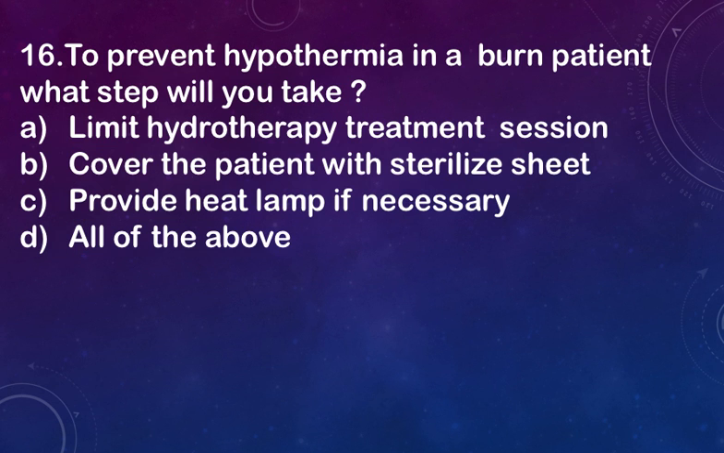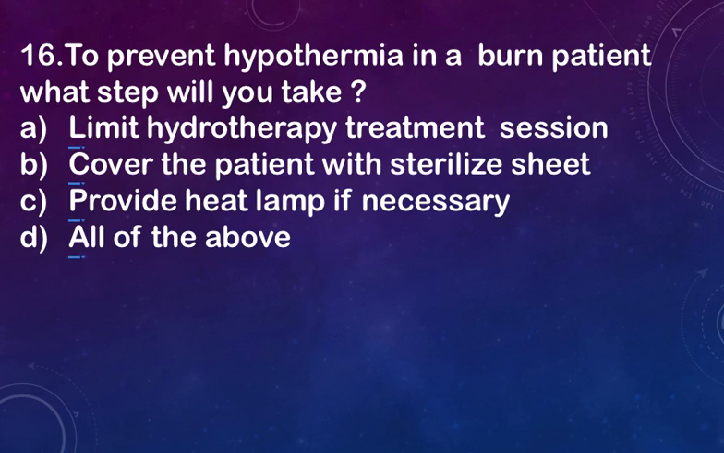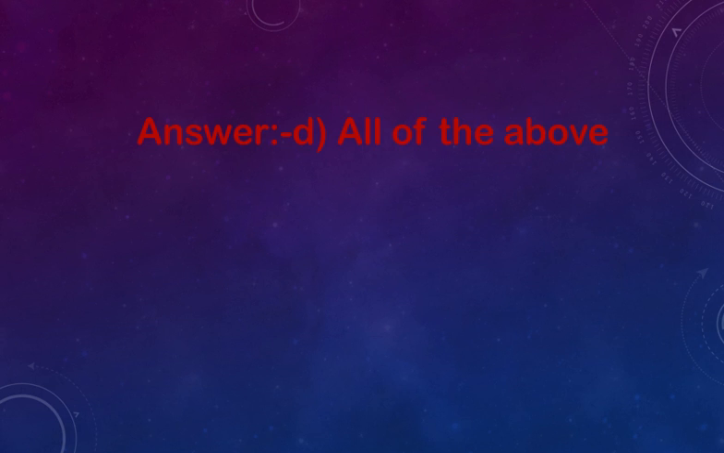Next question, question number 16. To prevent hypothermia in a burn patient, what step will you take? Option A, limit hydrotherapy treatment session. B, cover the patient with sterilized sheet. C, provide heat lamp if necessary, and D, all of the above. Right answer is D, all of the above. So to prevent hypothermia in a burn patient, these steps should be taken. So right answer is D, all of the above.